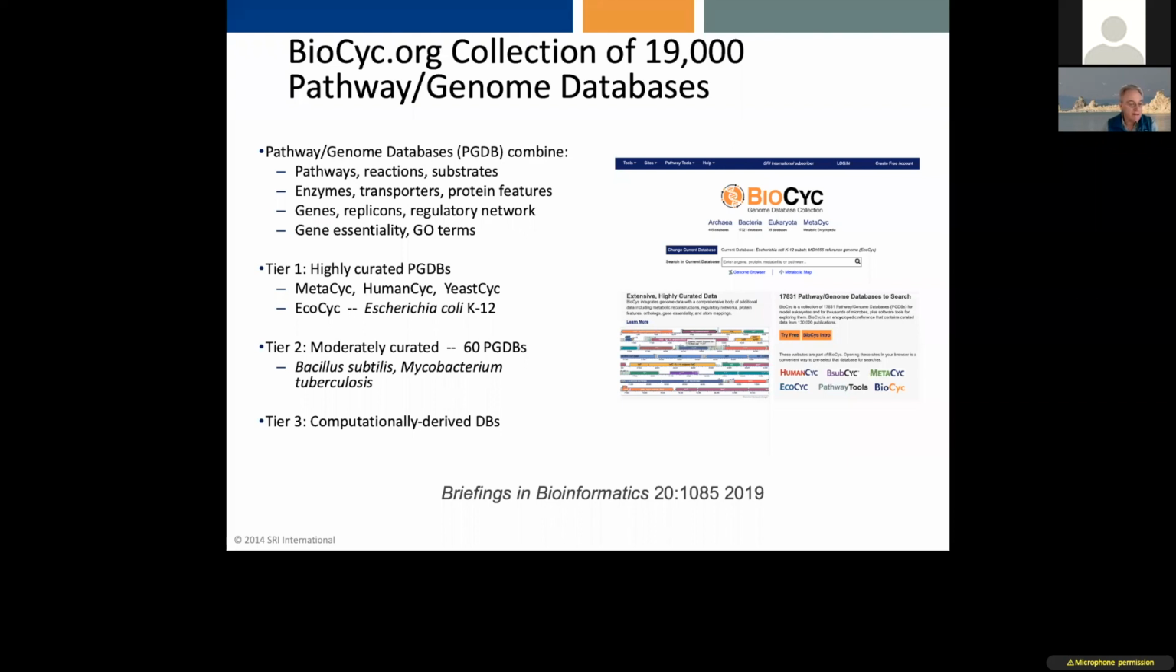And we divide these 19,000 databases into three different tiers. The very highly curated tier 1 databases, of which our E. coli database is one example, and the tier 2 moderately curated databases, of which there are 60. And then the remainder of the databases are computationally derived with no manual curation.